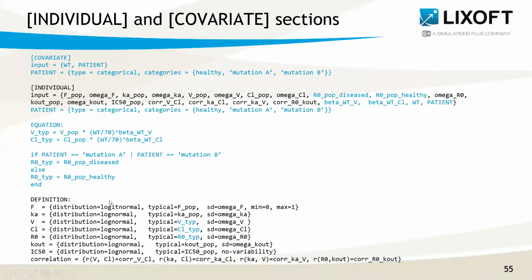And the full model then looks like this. So I have added the listing of the covariate, weight and patient, the different categories for the patient, so healthy, mutation A or mutation B. And this is also done here. And then I have adapted a bit the population parameters and define the effect and use the typical values in the definition block.